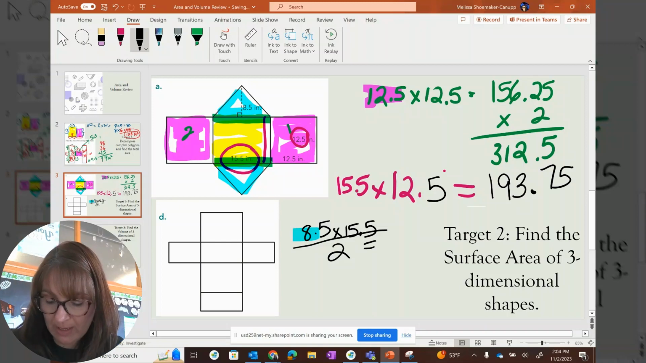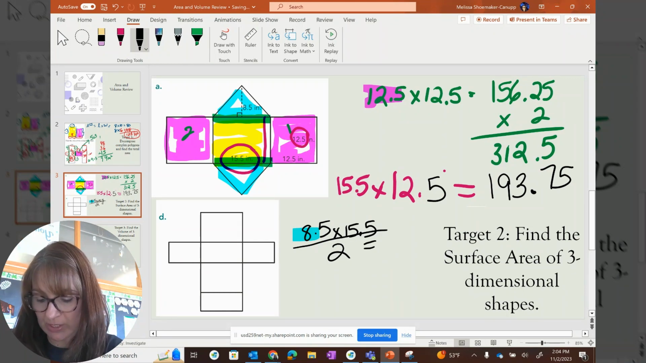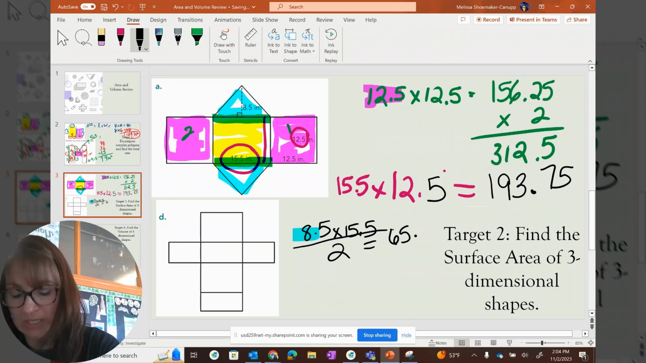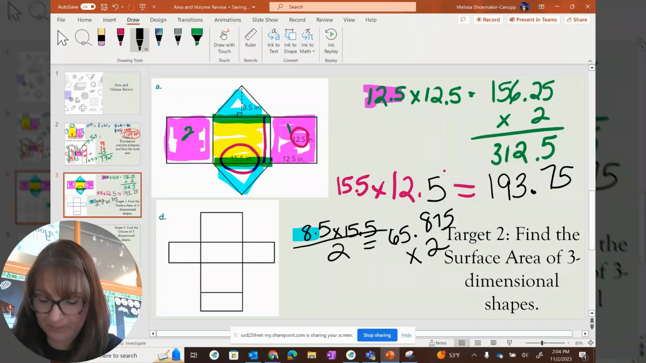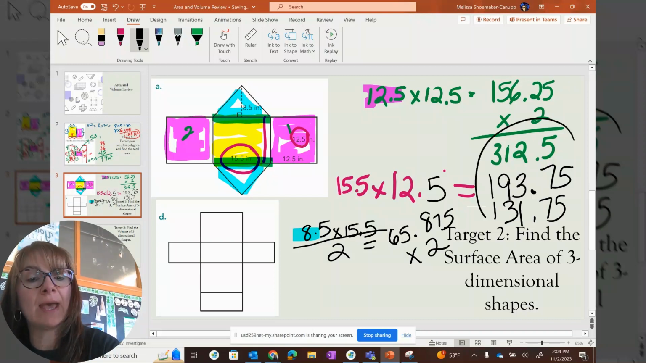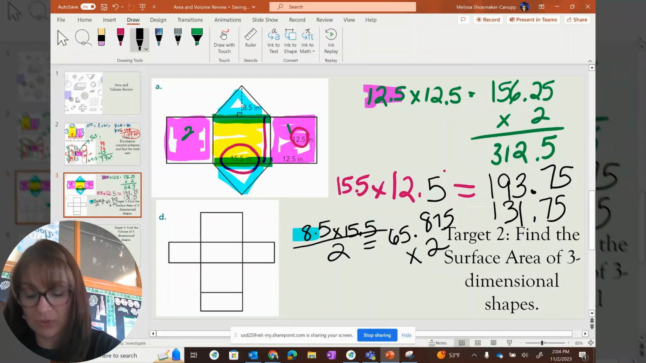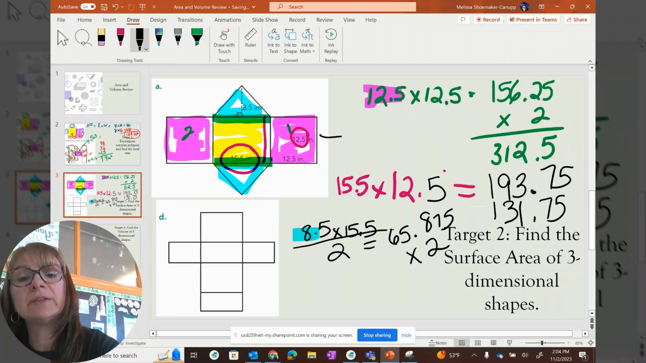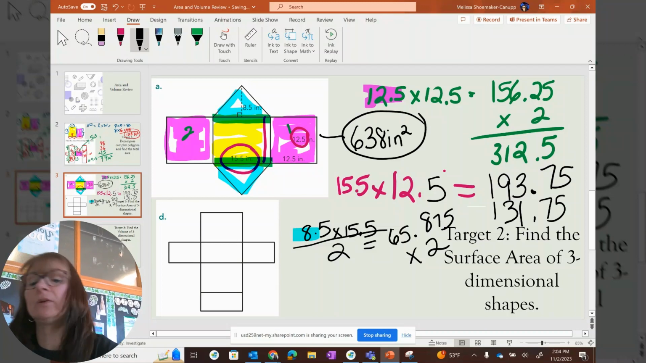So I'm going to do that on my calculator. 15.5 times 8.5 divided by 2 is 65.875. There's 2 of those, so I'm going to multiply that times 2. And that's 131 and 75 hundredths. Now I'm going to add all 3 of these numbers. Well, it doesn't want me to circle that either. Plus 193.75 plus 312.5 for a total of 638 inches squared, because we're still dealing with area.